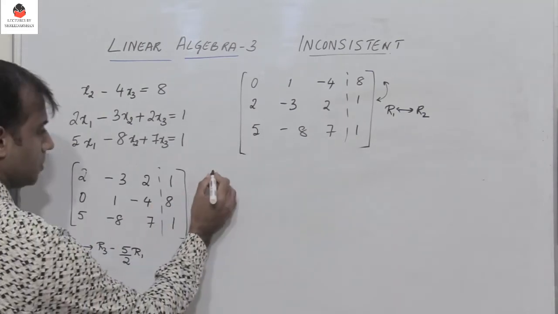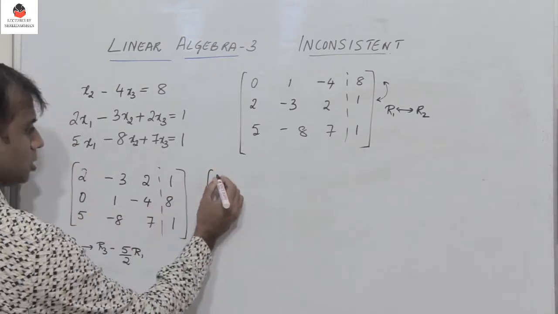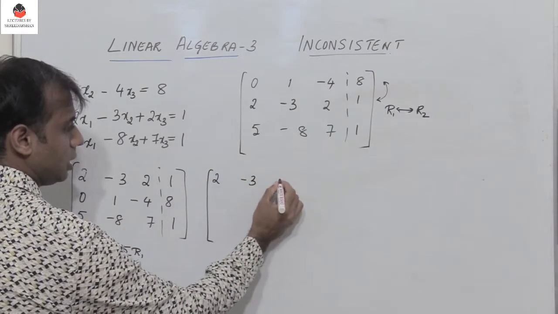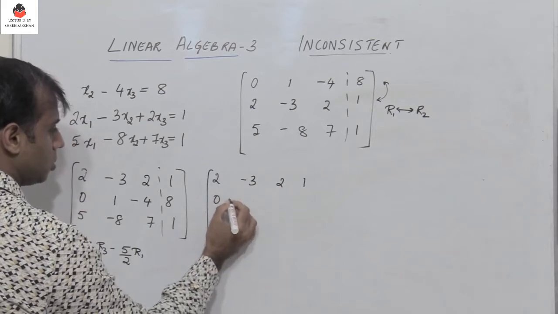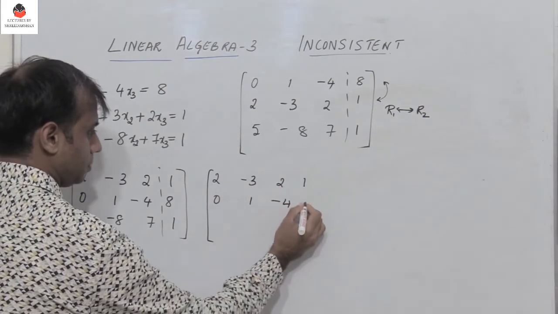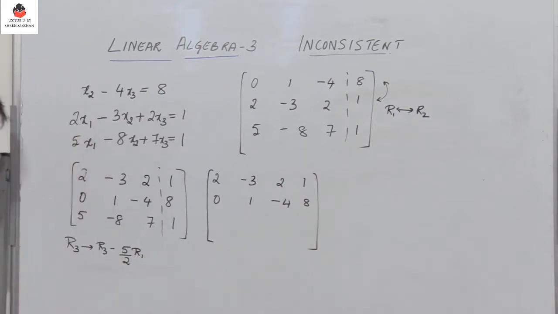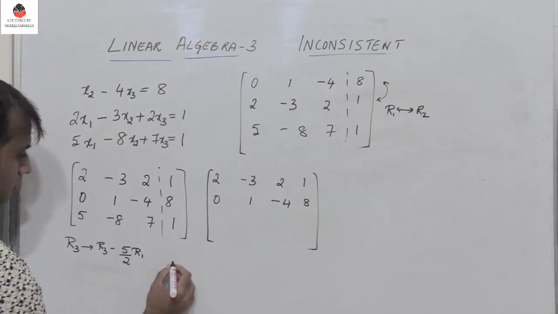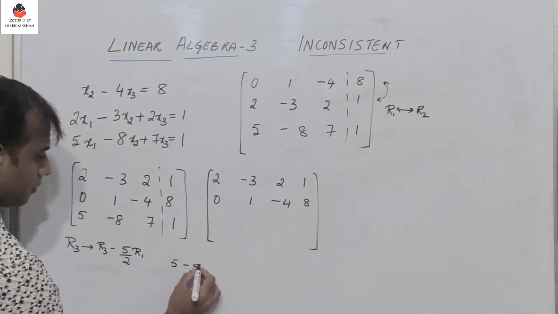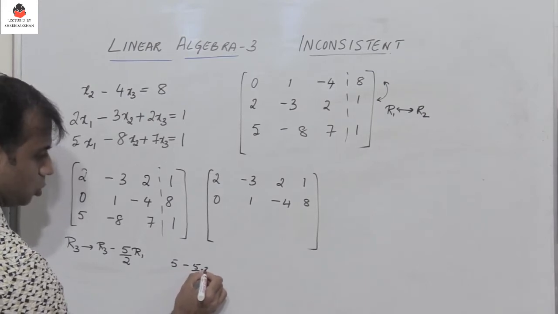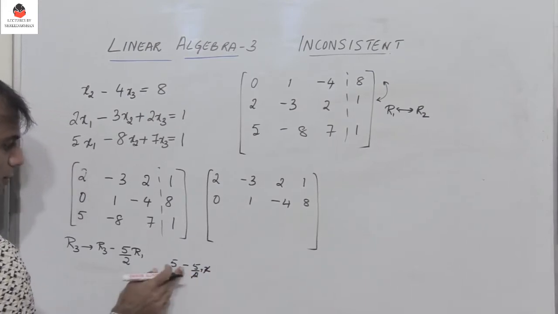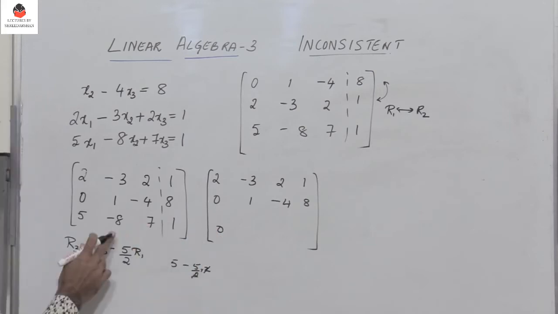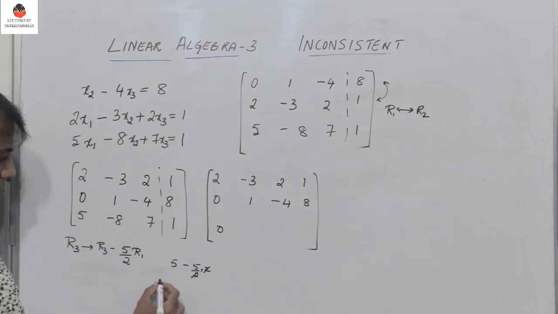So now what happens? The first row of course does not change, so I get 2, minus 3, 2, 1. The second row also does not change. And then I have the third row. So 5 minus 5 into 2 by 2. So I have 5 minus 5 by 2 into 2. So 2 gets cancelled. So I get 5 minus 5, which is 0. And here I have minus 8.